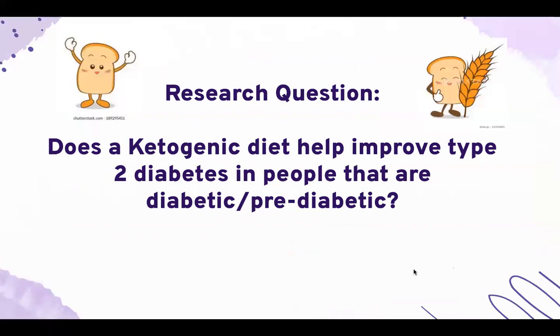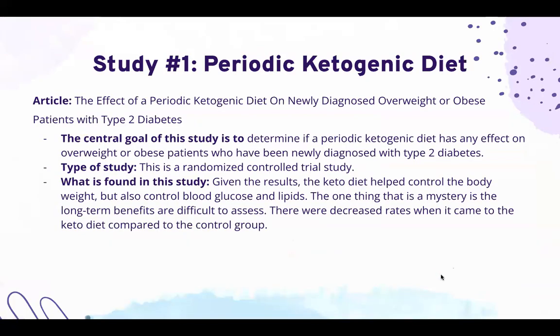Now, the research question here, basically what I've been looking at, is: does a ketogenic diet help improve type 2 diabetes in people that are diabetic or pre-diabetic? So first, we're going to look at this case study. It was the effect of a periodic ketogenic diet on newly diagnosed overweight or obese patients with type 2 diabetes.